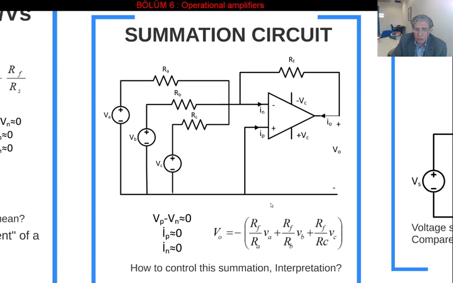If you look at this, if you choose the RF, RA, RB, RC resistor values equal to each other, then this becomes 1, and this becomes 1, and this becomes 1. That means the output is the summation of the input voltages with a negative sign in front of it. So that means inverting.